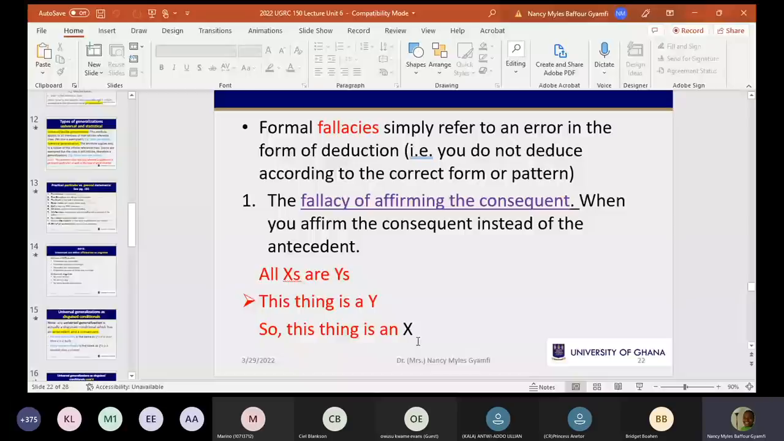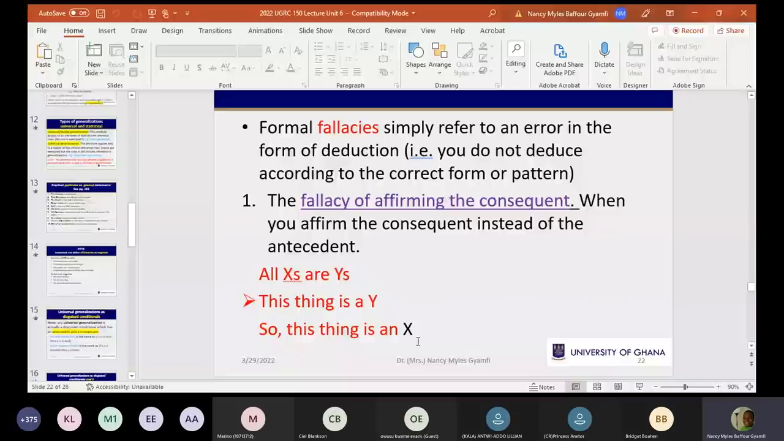Therefore, what have we learned so far? If it is modus ponens, then this is the pattern you have. If antecedent, then consequent. Next premise, antecedent. Therefore, conclusion will be what? Consequent. That's valid. Modus ponens.